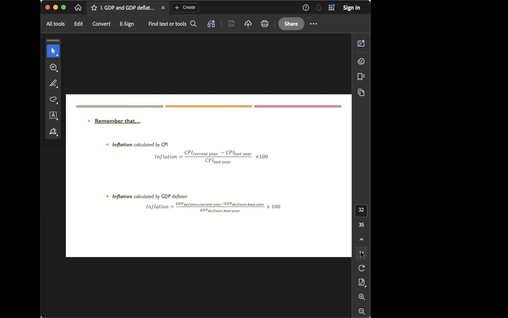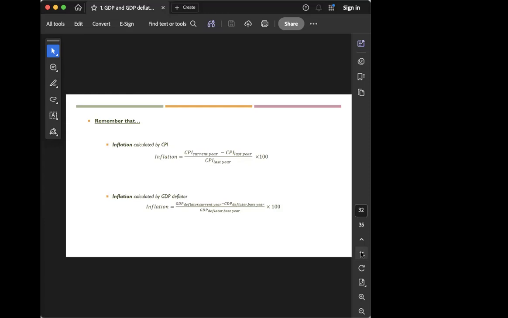All right. So this slide summarizes two ways to calculate inflation. We first calculated the inflation using CPI right before, right? So we take current CPI minus past CPI, divide by past CPI, and multiply by 100. The second one was using the GDP deflator to calculate the inflation rate. The formula structure is exactly the same in both cases. They are the percent change in a price index. The difference is which price index we use.